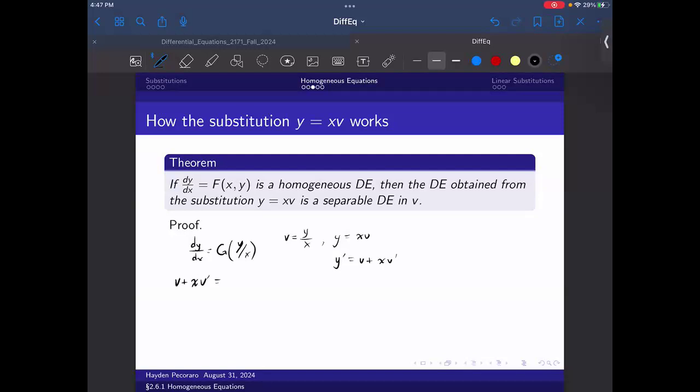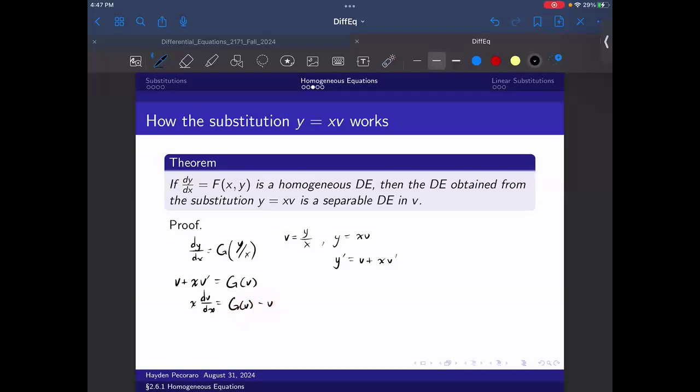So when I substitute, I get this differential equation in v and x now. Okay, well, let me do a little algebra, move things around, and actually I'm going to write that as dv/dx now, equals g of v minus v. This is a single function of the variable v now. There's no x's. v depends on x, but it doesn't show up directly there.